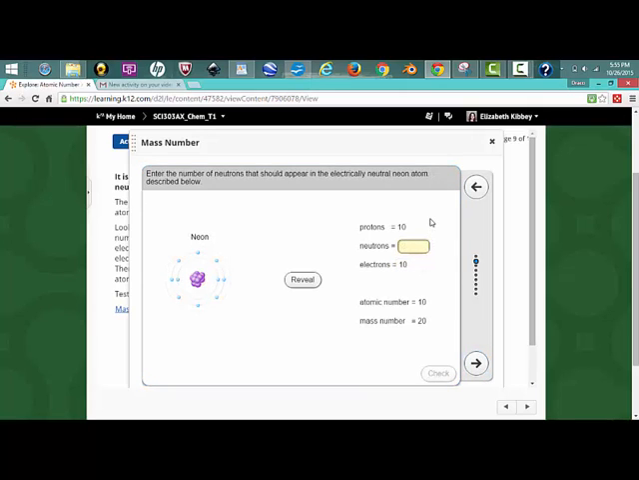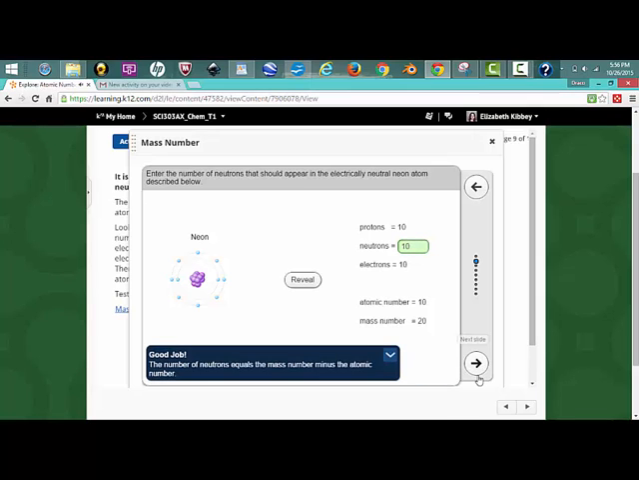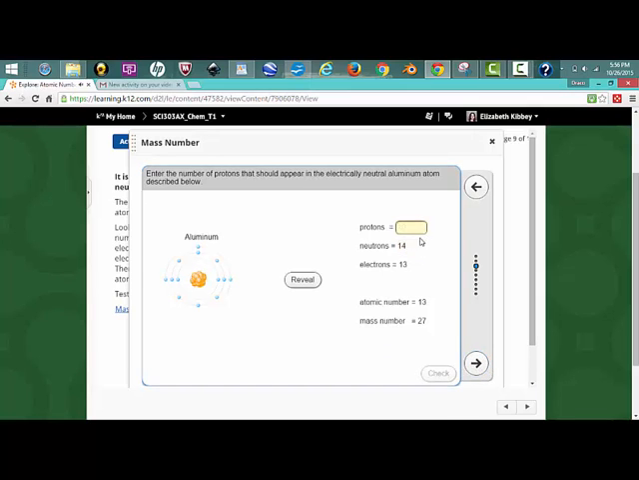So in that case, there are 11 electrons. 10 protons. How many neutrons? 10 electrons. Now we know that the mass number is protons plus neutrons. So with that being said, there are 20 neutrons. How many protons? Well, simply looking at the atomic number, we see that it's 13. Also looking at the electron number, we know that that's 13. So protons has to be 13.